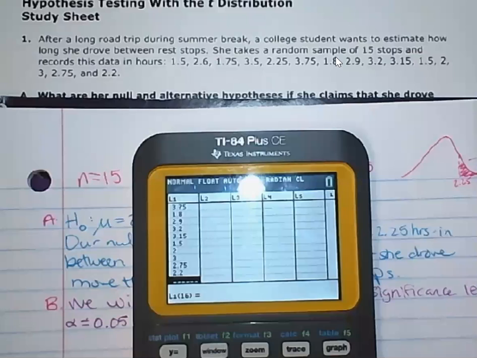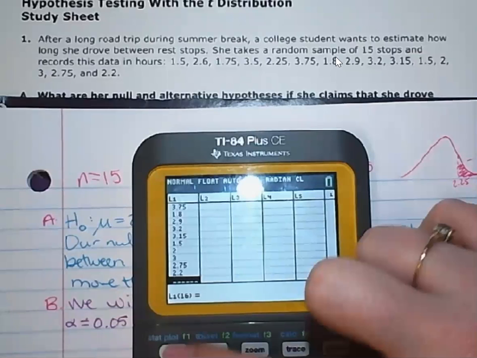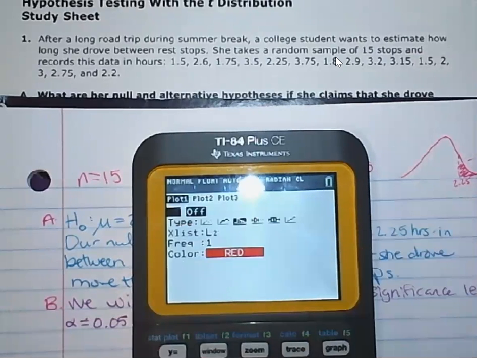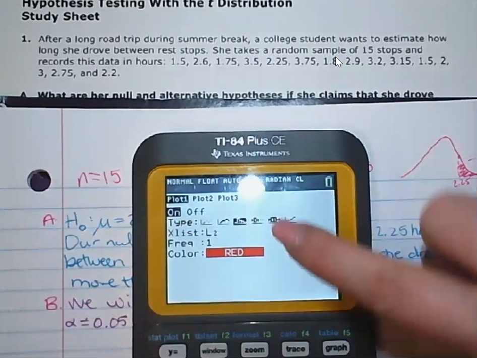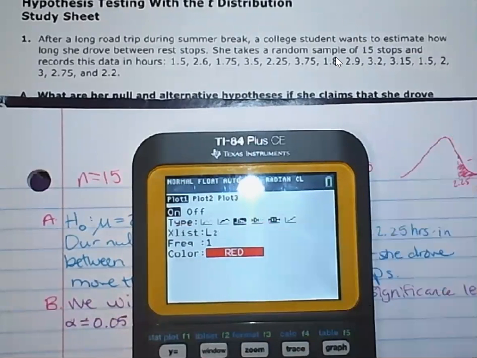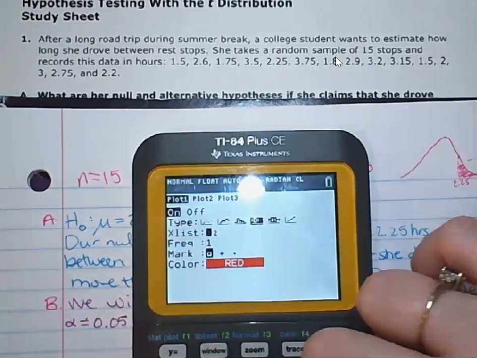All right, voila, magic. All of my data is in there. So now I'll go ahead and create a stat plot. Second y equals, turn on that first plot. And for checking for outliers as well as skewness, the modified box plot is best. So I'll choose a modified box plot. My data is in list 1, so I'll change it to list 1 by hitting second 1.